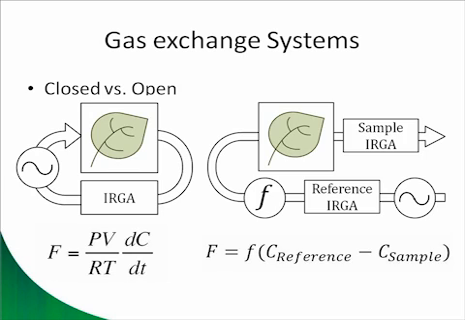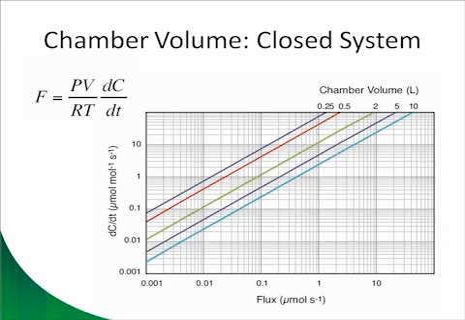So if we think back to the previous slide, we showed that in a closed system, the flux is computed from pressure, volume, temperature, and the change in CO2 concentration with time. For the range of biologically significant temperatures and atmospheric pressures, the effect of temperature and pressure is relatively minimal on the relationship between the change in CO2 concentration with time, this dC/dt value, and the flux. But for volume, it scales at about 1:1. So for the same flux, doubling the chamber volume will cut the change in CO2 concentration with time in half. So why does this matter?